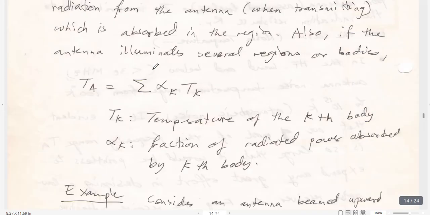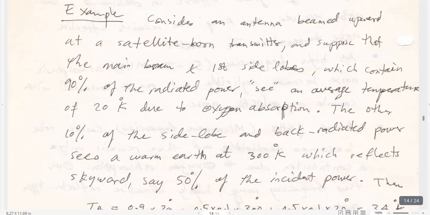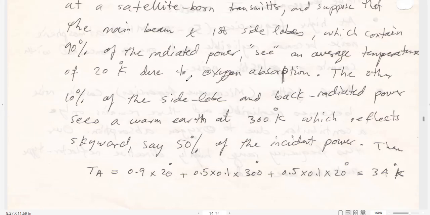Let's take an example to understand the idea. Consider an antenna beamed upward at a satellite-borne transmitter, and suppose that the main beam and first side lobes, which contain 90% of the radiated power, see an average temperature of 20 Kelvin due to oxygen absorption. The other 10% of the side lobe and back radiated power sees a warm earth of 300 Kelvin, which reflects skyward say 50% of the incident power.